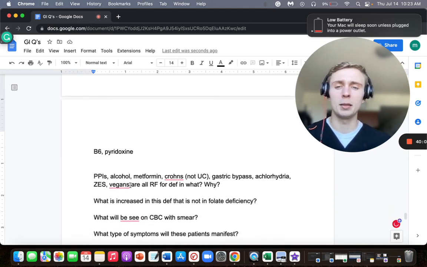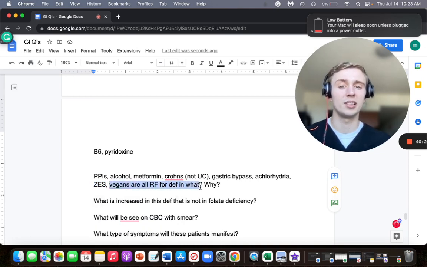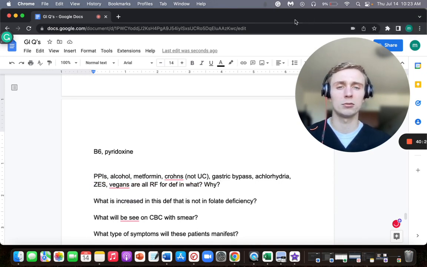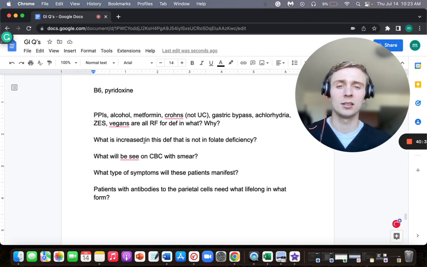Next one, PPIs, alcohol, metformin, Crohn's disease but not ulcerative colitis, gastric bypass, achlorhydria, Zollinger-Ellison syndrome, and, which gives it away, vegans are all risk factors for deficiency in what and why? So why are these all risks of deficiency? What is increased in this that is not in folate deficiency? So what is increased in this specific deficiency that's also not in folate deficiency?